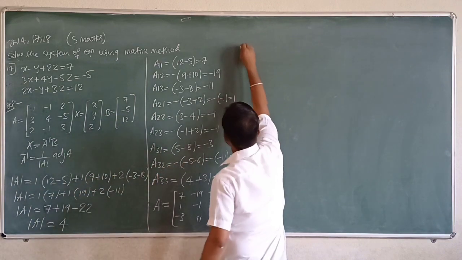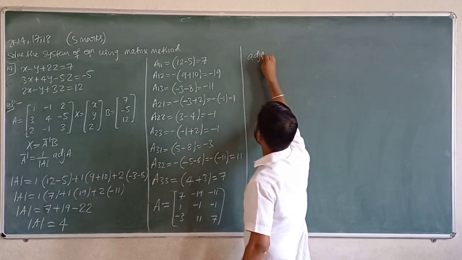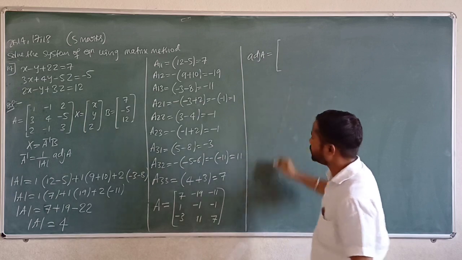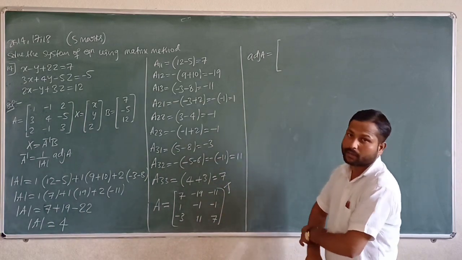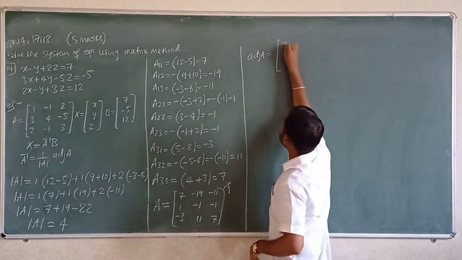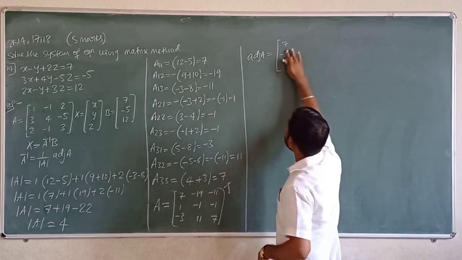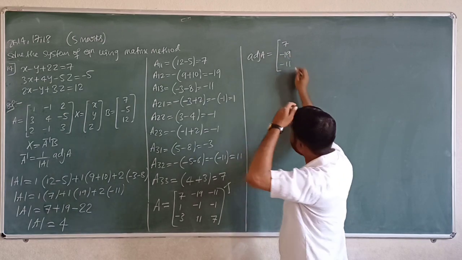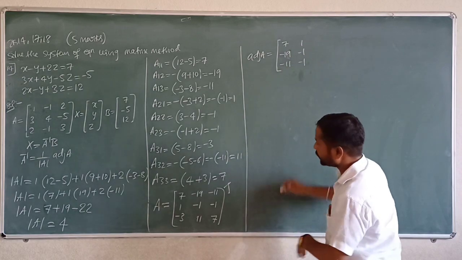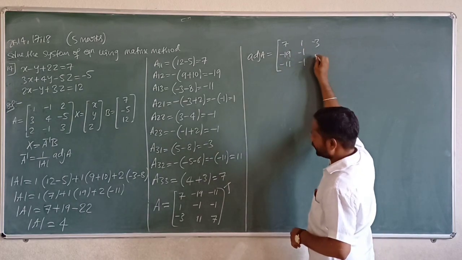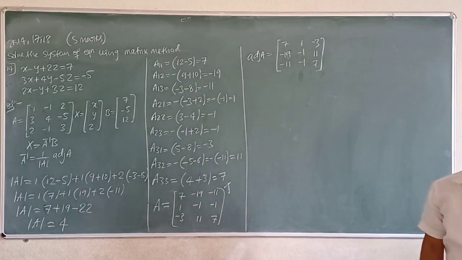Okay, next take adjoint now. Right, adjoint of A is equals to the transpose of cofactors of the matrix here. Okay, transpose this one now. Then first row becomes first column, right, that is 7. Okay, next minus 19, next minus 19 and minus 11 now. Second row becomes second column, 1 minus 1 minus 1. Then after that minus 3, 11 and 7 now, right, 7. Okay, now adjoint is over.